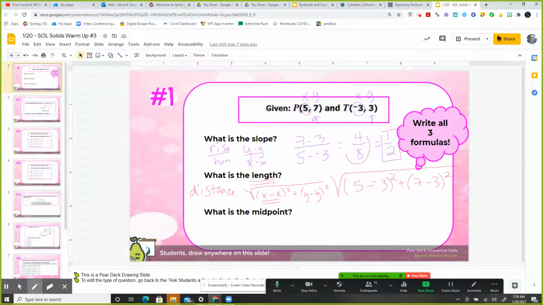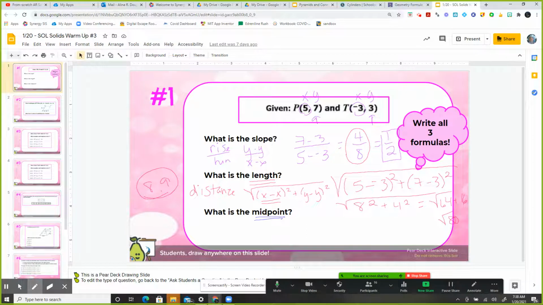Notice that I get these same numbers, just in a different order. So the square root of 8 squared plus 4 squared is going to give me the square root of 64 plus 16, or the square root of 80. And then a lot of people figured out what that was as a decimal, and it's 8.9, if I'm not mistaken. Is that correct? Sweet.